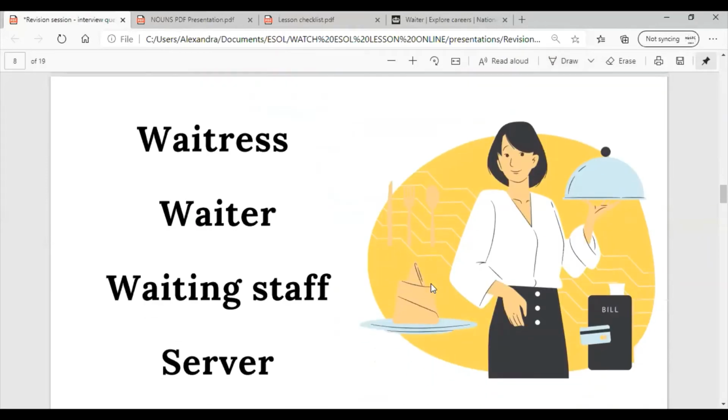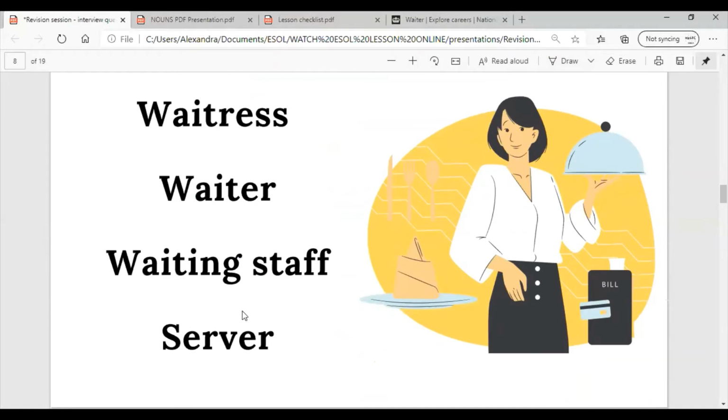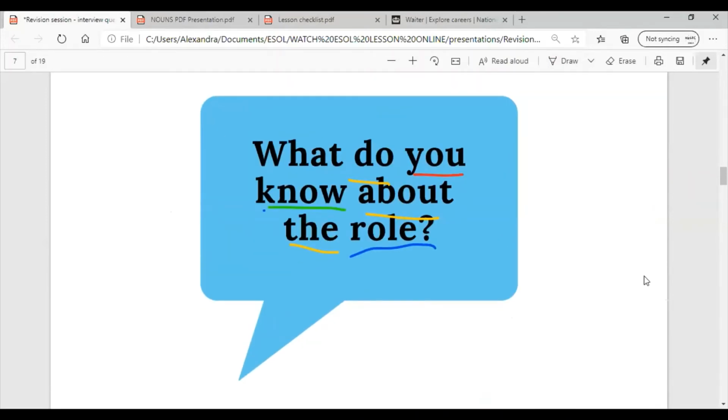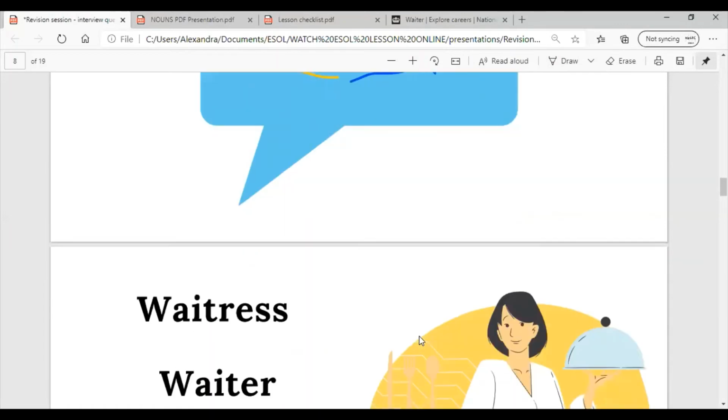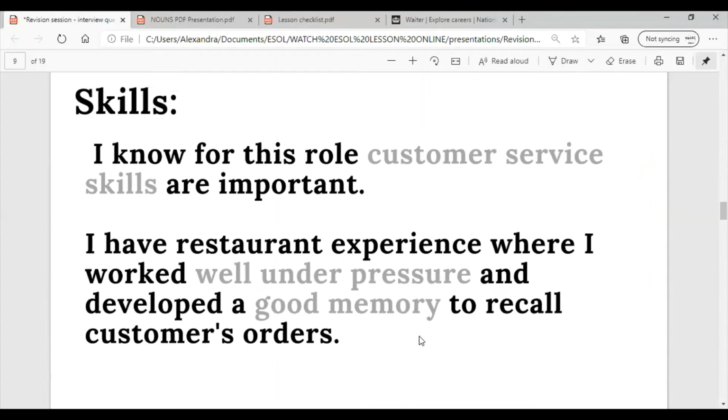So we're going to look at the role of a waiter. Now these are the different terms that could be used for this job. So if you're a woman, you could be called a waitress. If you're a man or a woman, you could be called a waiter. You could be called waiting staff, as the plural, or you could be called a server. So in a restaurant or cafe, we're pretending that this question, what do you know about the role, is something you could be asked in an interview.